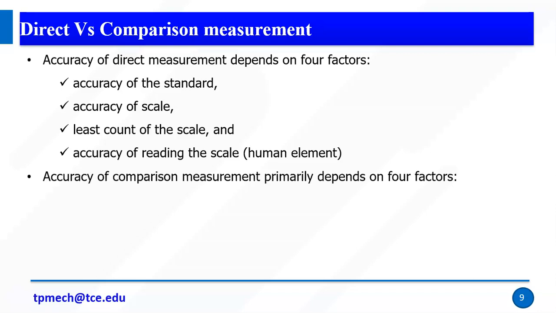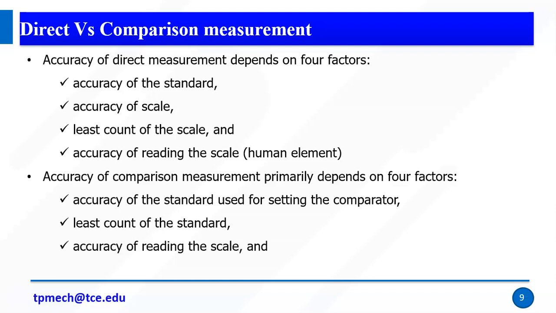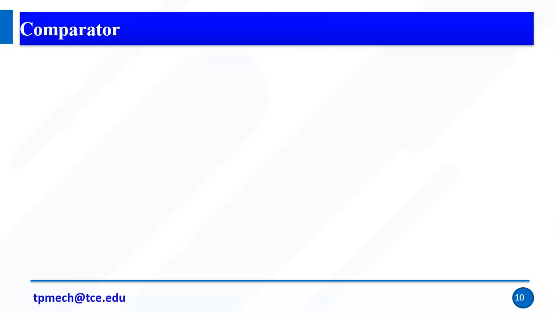In the same way, the accuracy of comparison measurements primarily depends on four factors: the accuracy of the standard, the least count of the standard, the accuracy of reading the scale, and the sensitivity of the comparator. Sensitivity means the instrument may be affected by environmental effects or other energy sources. So these are the factors affecting accuracy.